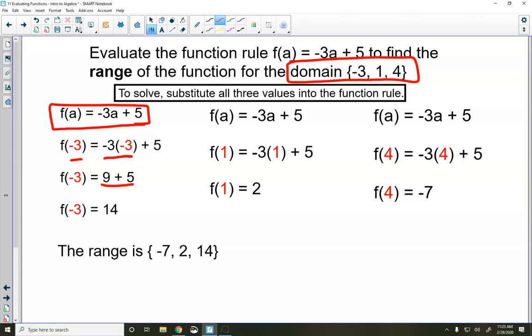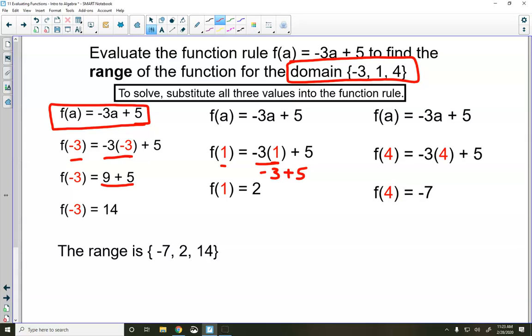Now we're going to substitute in positive 1 for a in the same function rule. We'll substitute 1. So negative 3 times 1 is negative 3, and negative 3 plus 5 is positive 2. So the function of 1 is equal to 2.